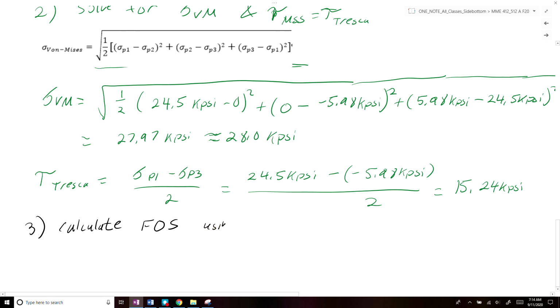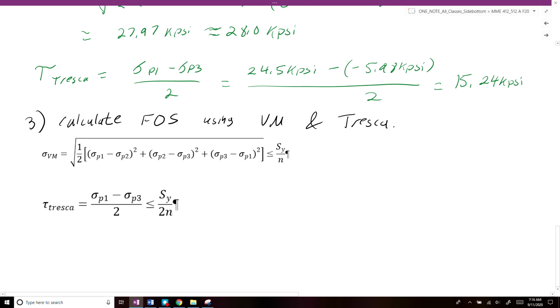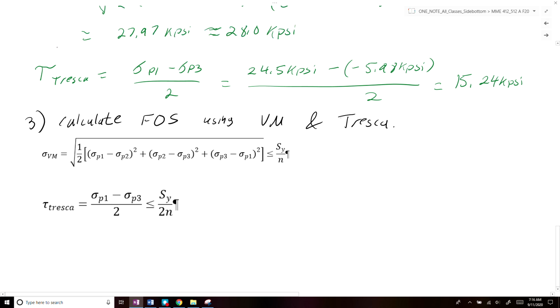All right, and then the last step here is we're going to calculate the factor of safety using the von Mises criteria and the Tresca criteria. So we're going to use 2 sets of equations to do this. Let me paste those in real quick. So we can rearrange these 2 equations to solve for n.